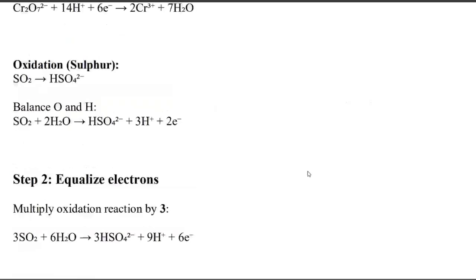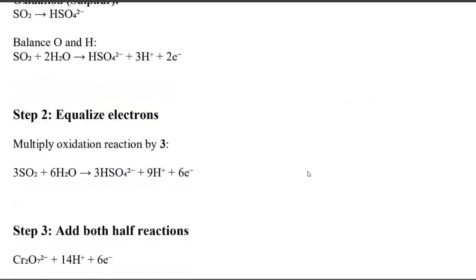And second step is we have to balance oxygen using H2O and hydrogen using H plus ions, and equalize the electrons. Write clearly. Examiner usually checks this step carefully. So don't skip any step.